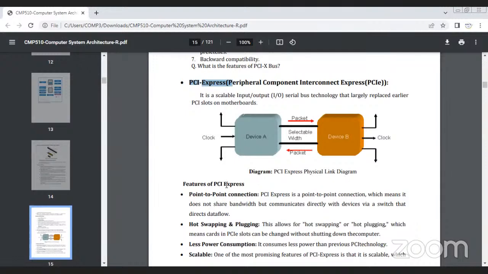What are the main features of PCI Express? It is a point-to-point connection, hot swapping and plugging, less power consumption and scalable. Then what is a point-to-point connection? Point-to-point connection does not share bandwidth but communicates directly with a device via a switch that directs data flow.